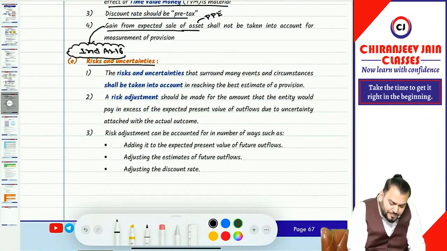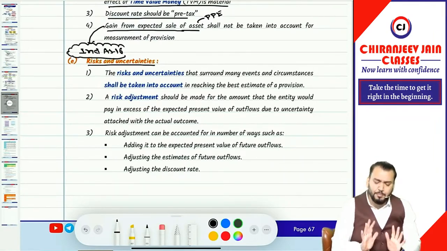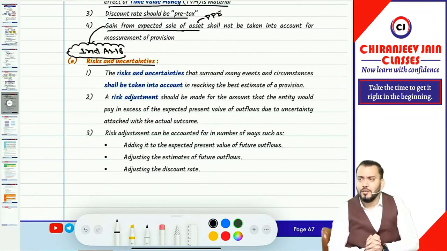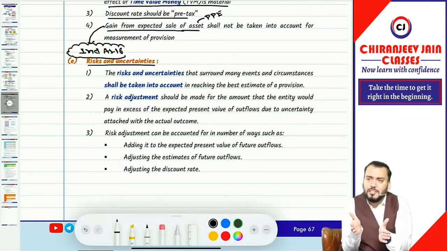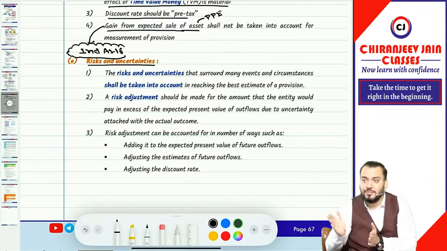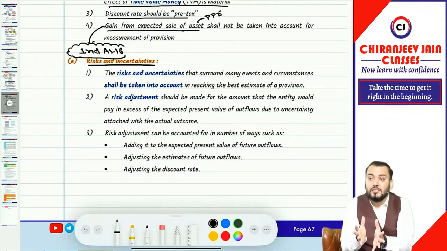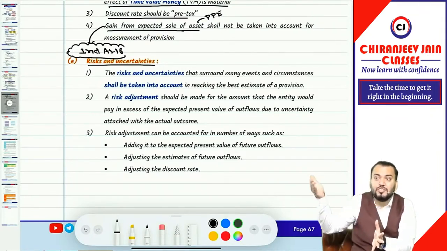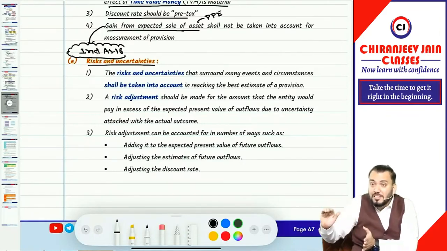Now, point number E. Risk and uncertainties. Just try to understand. I don't know whether it is important from the exam point of view, but then also I need to explain. Whatever estimation we have done right now is based on past experience, but the amount is payable in future. So can I say it may be affected by some uncertainties in future?